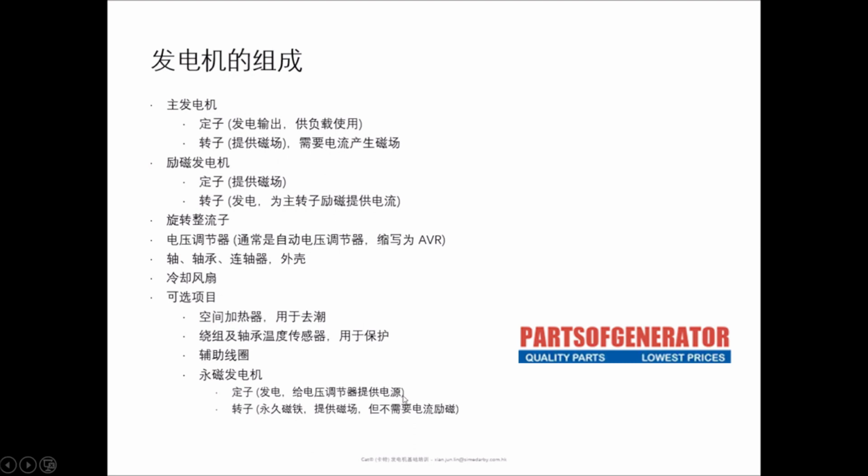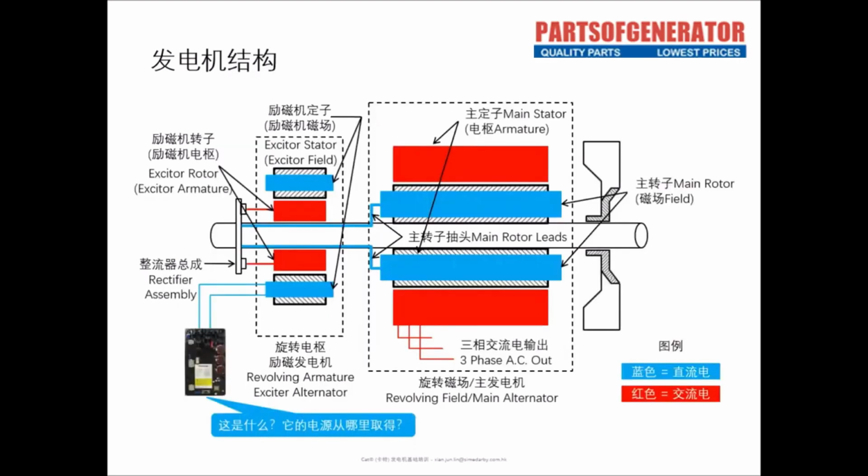In this case, there are actually 3 generators on one generator: the main generator, the excitation generator, and the permanent magnet generator. This permanent magnet generator is a separate generator. Its rotor is a permanent magnet. Because it is a permanent magnet, there is no need for excitation current to provide excitation. It can have a magnetic field and then its stator generates electricity. After the stator generates electricity, it provides power to the AVR.